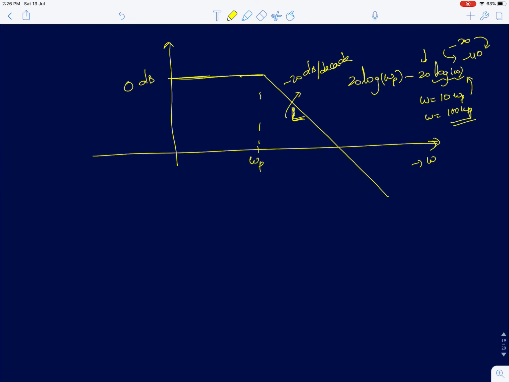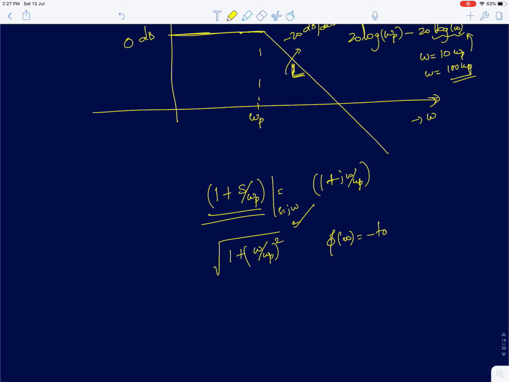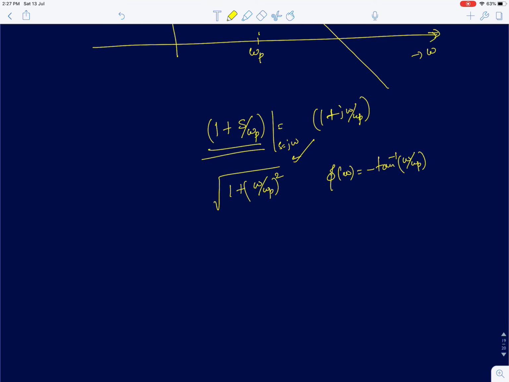Now similarly, I can show for a transfer function like this, 1 plus s by omega p. First I'll substitute s equal to j omega. If I evaluate this at s equal to j omega, I'd get 1 plus j omega upon omega p. The magnitude of this transfer function can be written as root of 1 plus omega by omega p the whole square, and the phase of this function, phi of omega, is minus tan inverse of omega upon omega p.